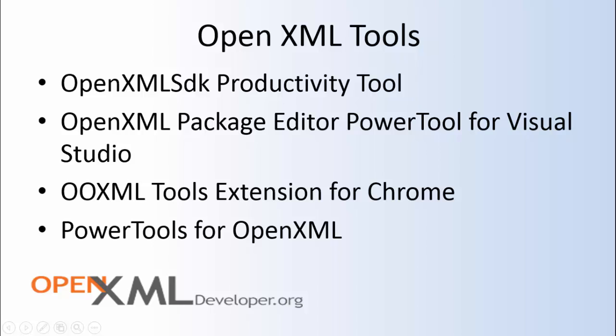The fourth tool is the Power Tools for OpenXML, which are a set of commandlets that enable you to do some important functionality when you're doing OpenXML development. You can validate documents, you can get metrics on documents, you can merge documents, you can simplify markup, and so on. There are a lot of pieces of functionality in those PowerShell commandlets.